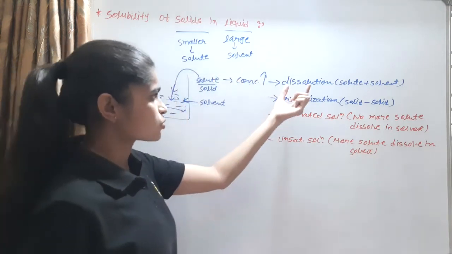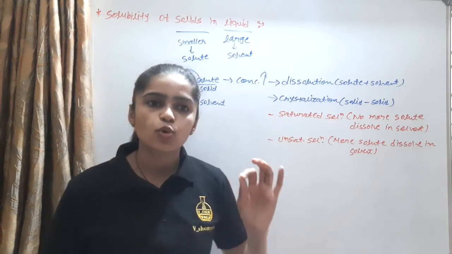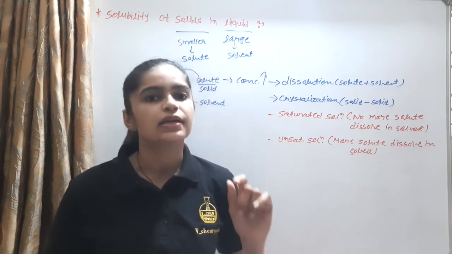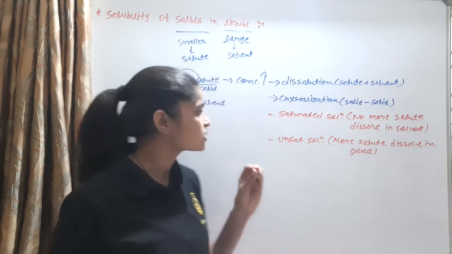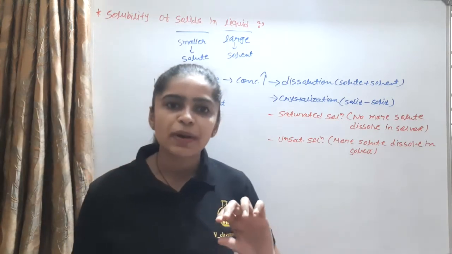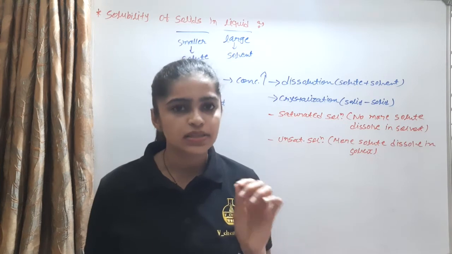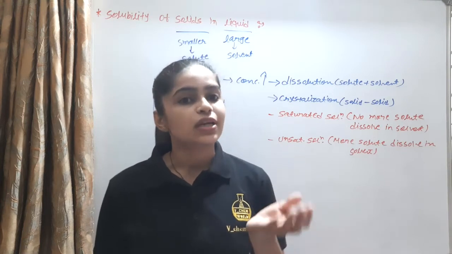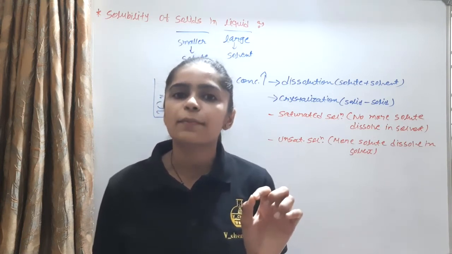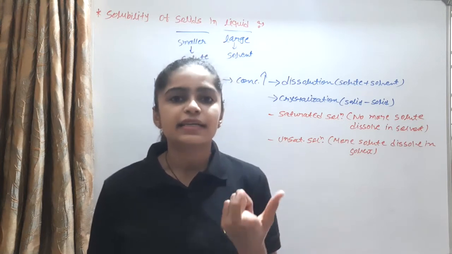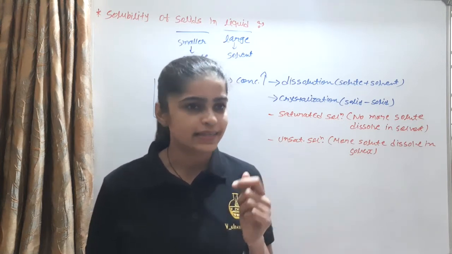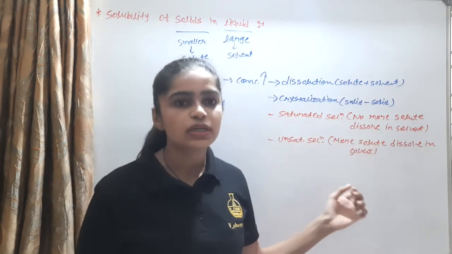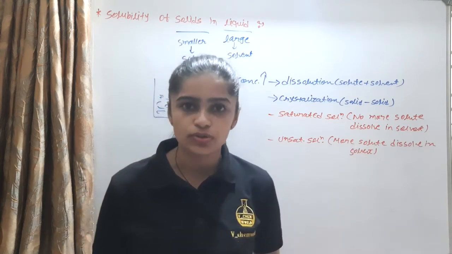First, we discussed dissolution. Dissolution means the solute dissolves in the solvent and solute concentration increases. Next term is crystallization. In crystallization, a solid particle collides with another solid particle and precipitates out. Next, when we add more and more solute in the solvent, the solute dissolves. But at a particular temperature or given condition, when no more solute dissolves in the solvent, it is known as the saturated solution. And at a temperature where more solute dissolves in the solvent, this is known as the unsaturated solution.